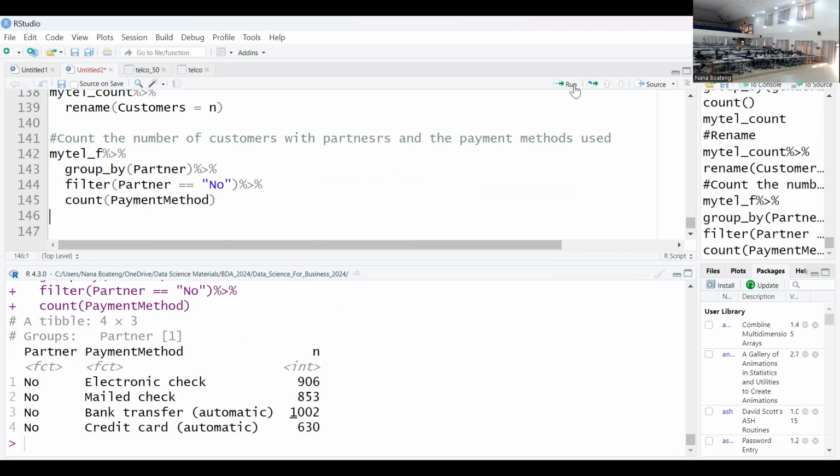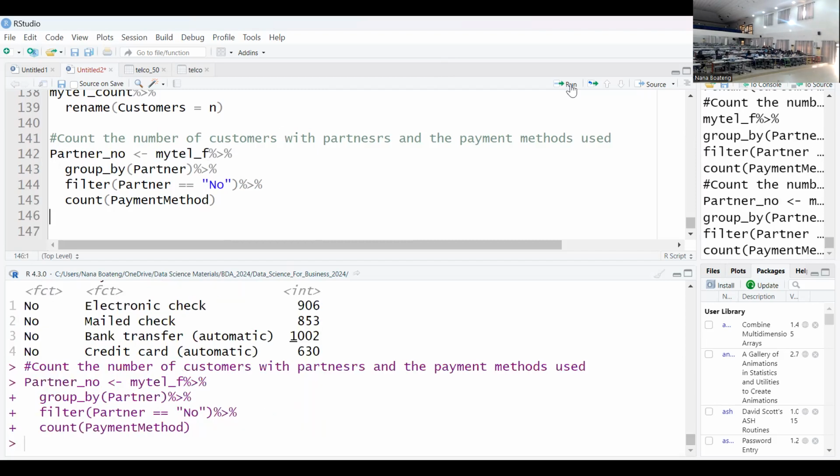Okay, so we have those without partners using electronic check 906, mail check 853, bank transfer 1002, credit card 630. Let's name this partner no, okay, so that we know that this one is dealing with those without partners. So let's run this again. Let's do the same thing for those with partners.